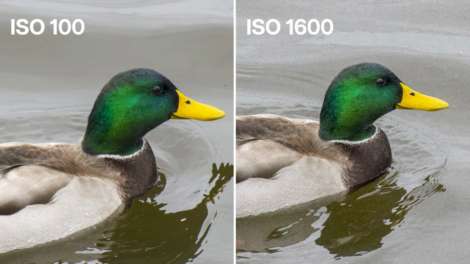This setting controls how sensitive your camera sensor is to light. A low ISO like 100 makes the sensor less sensitive, perfect for bright sunny days. A high ISO like 1600 or 3200 makes it more sensitive, which is useful in low light but can introduce noise or grain into your photo. See the difference here? The left side with ISO 100 looks clean and sharp, but on the right with ISO 1600 we see more grain. So when possible, aim to keep your ISO low for the best image quality.